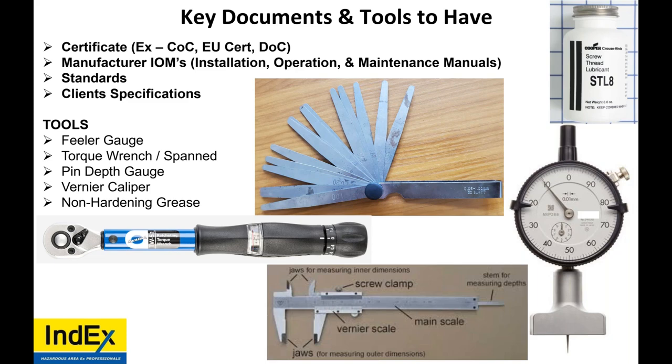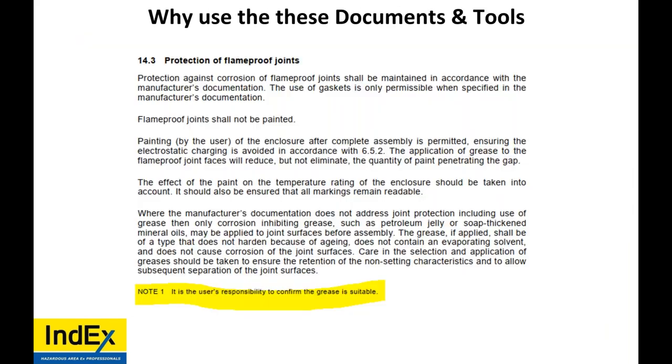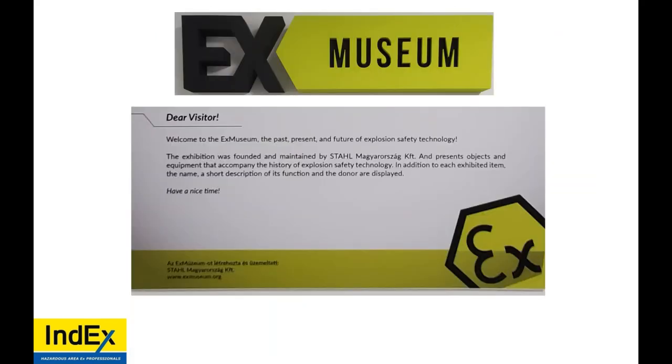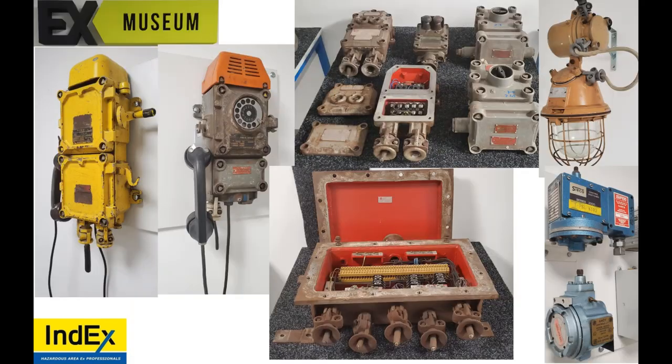For EXD, for ATEX and IECEx, the same. Generally, everybody just manufactures and certifies their EXD equipment for ATEX and IECEx because they would be restricting themselves in their sales. So for knowing what you have to do for your piece of equipment, if you can't find the IOMs, check the manufacturer's website, like Stahl, that X pressure cabinet. If you wanted to learn more about it and find out where the certificate is, the certificate's on the IECEx website.